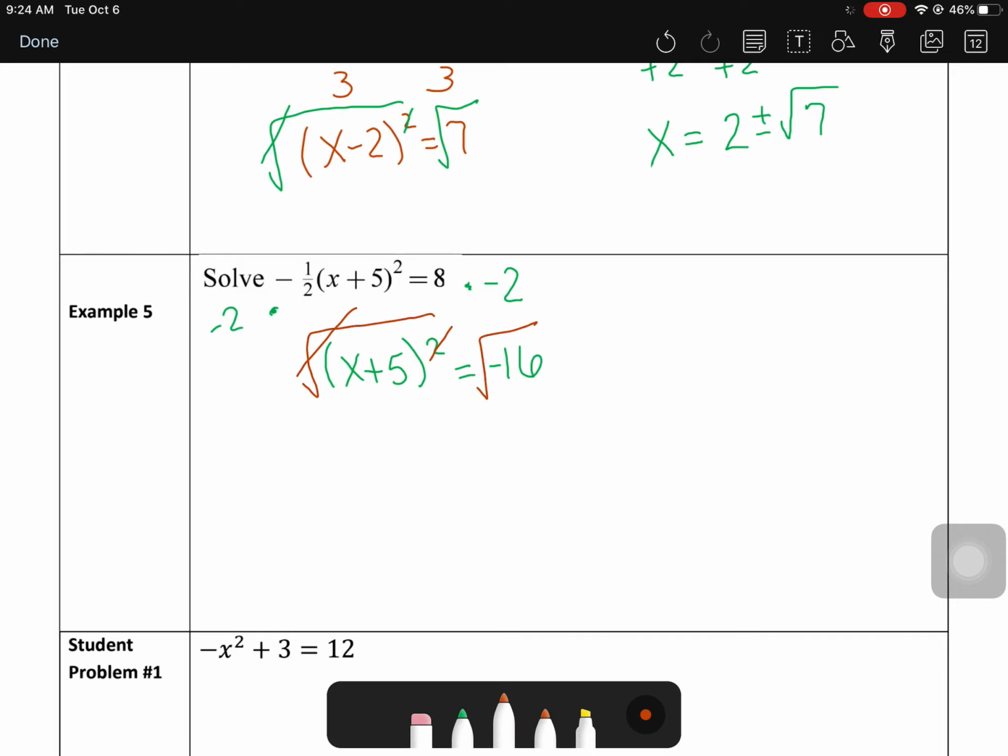A square and a square root cancel. So we have x plus 5 is equal to, remember we put our plus or minus, the square root of 16 is 4, and the square root of negative 1 would be i. To finish, we're going to subtract 5 from both sides. So we have x is equal to negative 5 plus or minus 4i. Please try the remaining problems and then submit.